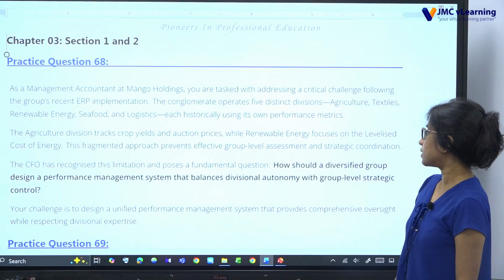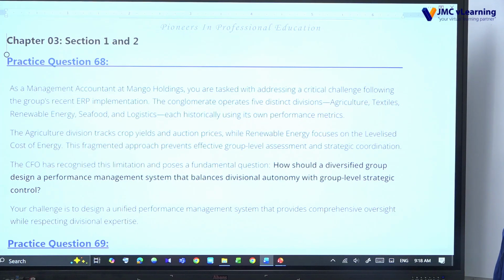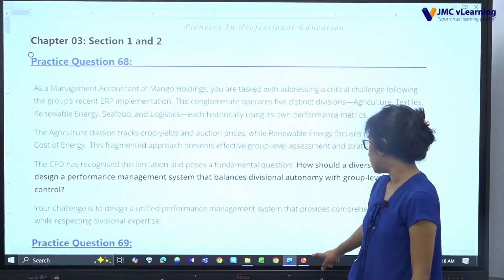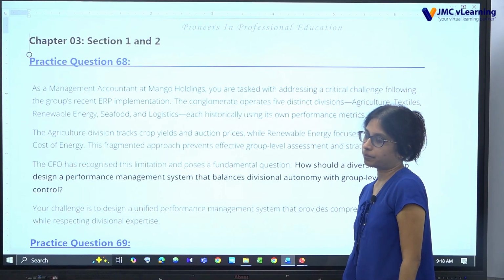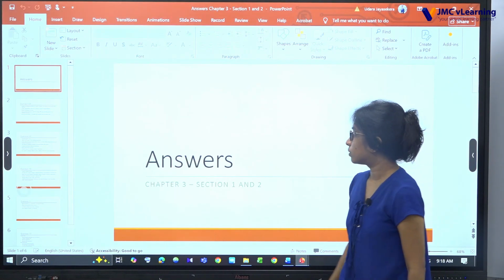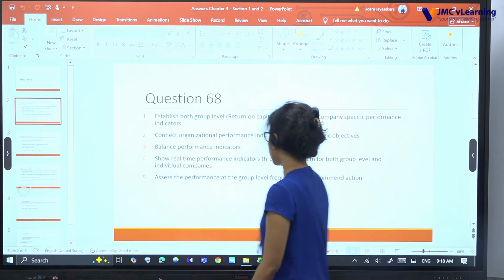The CFO has recognized this limitation and poses a fundamental question. How should a diversified group design a performance management system that balances divisional autonomy with group level strategic control? Your challenge is to design a unified performance management system that provides comprehensive oversight while respecting divisional expertise. So how do you design a performance management system? Okay, I put the answers here, otherwise you can't read my handwriting.